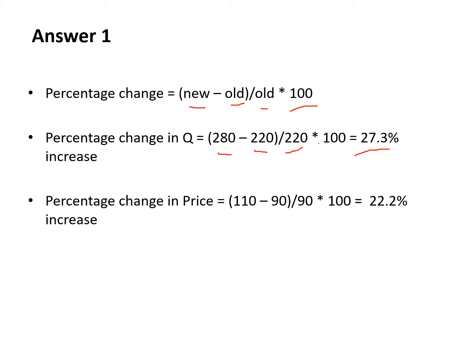27.3%. The same thing, how do we calculate the percentage change in the price? As we see, the price used to be 90. After the shift, it reached 110. So you can see that we'll take the new, which is 110 minus 90 over 90 multiplied by 100. So the new price is 22.2%. So over here, there is a percentage change in the price. The price increased by 22.2%.